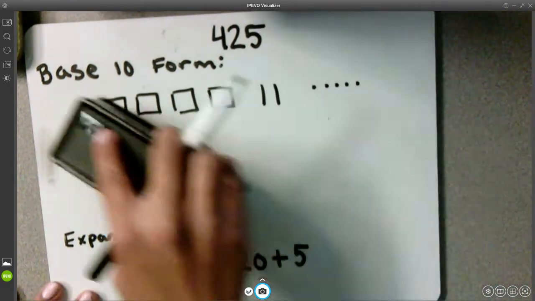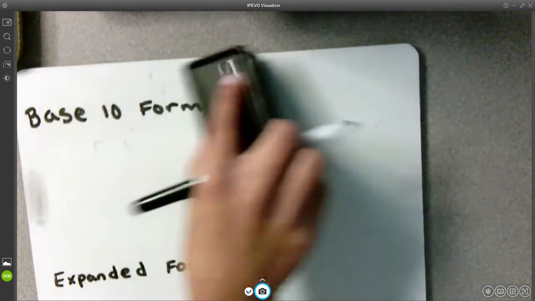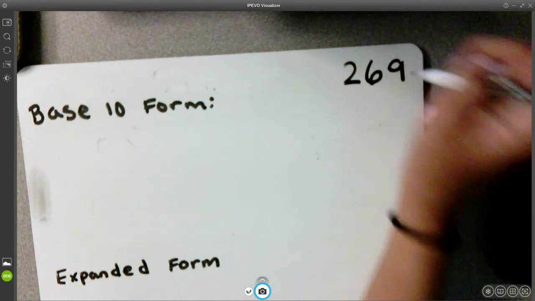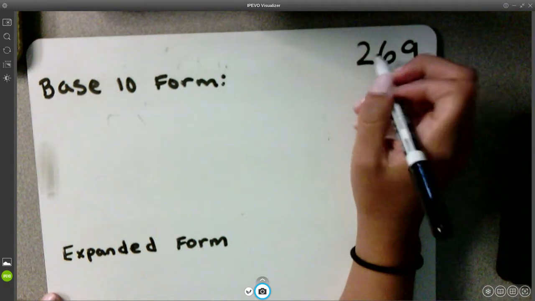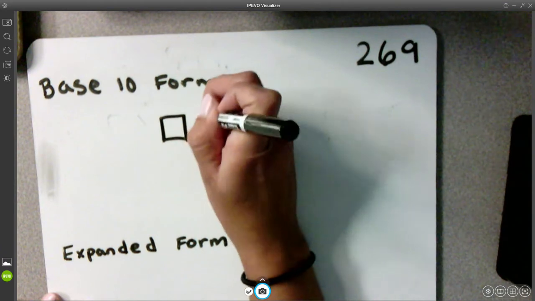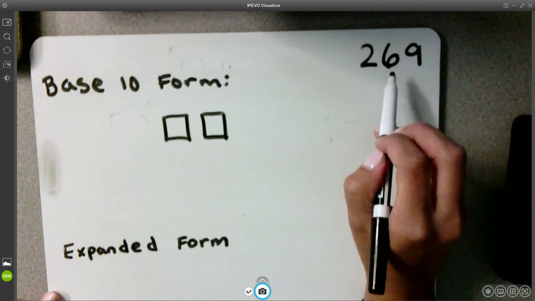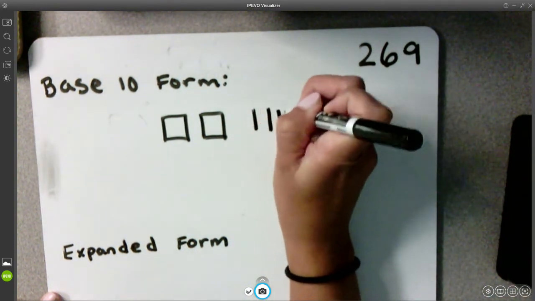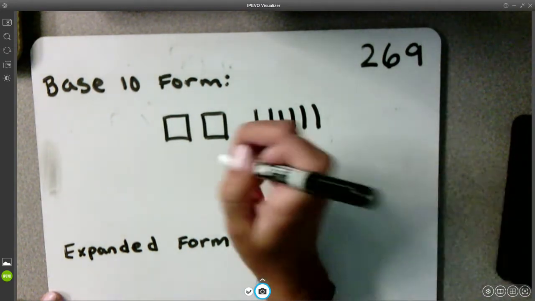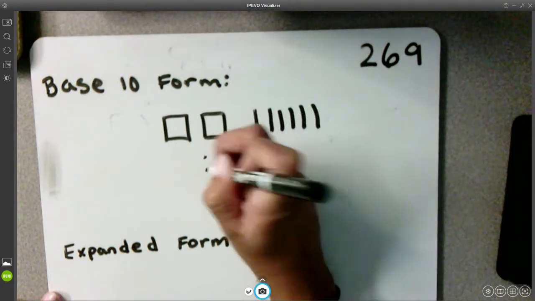All right, let's try one more. The next number is 269. All right. So what digit do I have in the hundreds place? I have a 2 there, so I'm going to draw 2 squares for my hundreds. What digit do I have in my tens place? I have 6, so I'm going to draw 6 lines. And what digit do I have in my ones place? I have a 9, so I'm going to draw 9 dots.